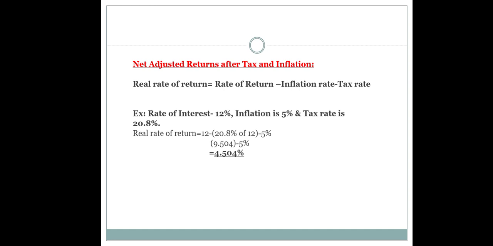As usual, the substitution is 12 minus 20.8% of 12, minus 5%. So ultimately 9.504 minus 5%, which gives 4.504%. This is the rate of return after deduction of the inflation rate and tax rate. Okay, so this is one type of solution towards a real rate of return.